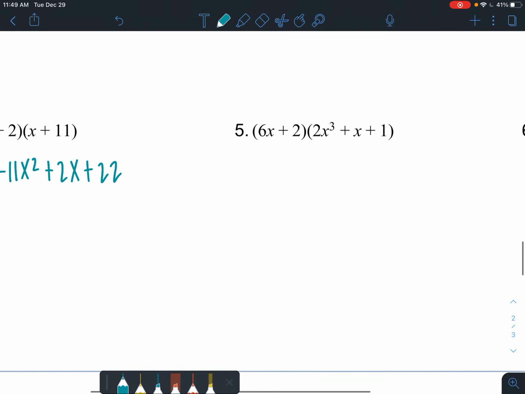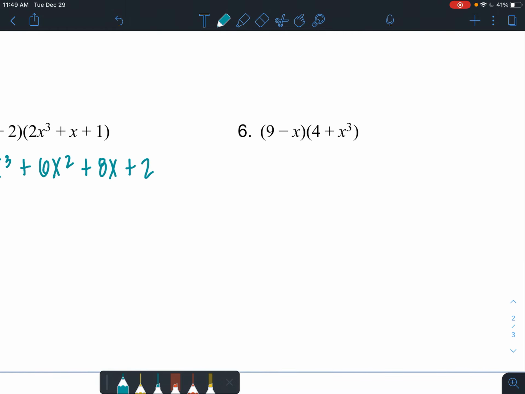Next, you get 12x to the third plus 6x squared plus, is that 8x, plus 2.